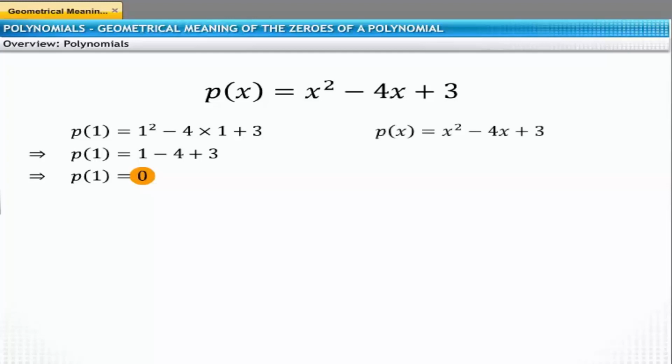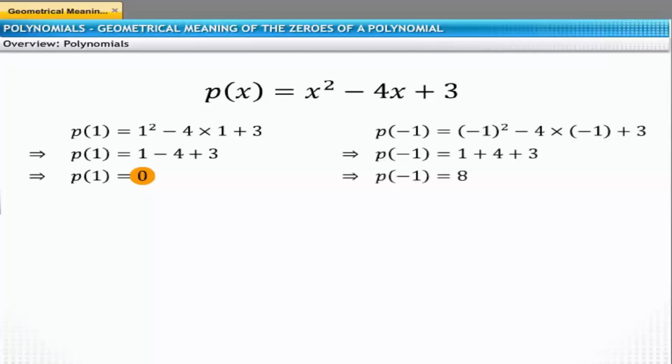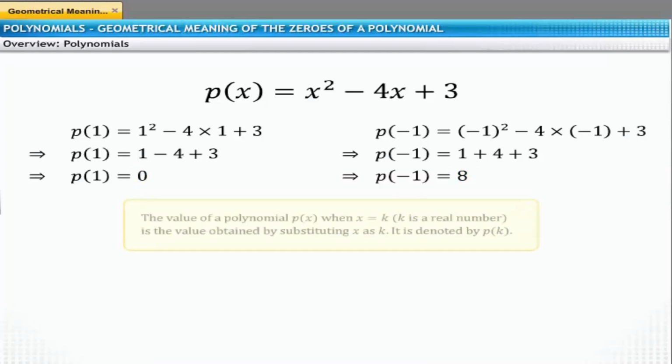Now, let's substitute the value of x as minus 1. On simplifying, we get the value of the polynomial as 8. This implies that p of minus 1 is equal to 8. Here the value 8 is called the value of the polynomial when x is equal to minus 1. In general, the value of a polynomial p of x when x is equal to k is the value obtained by substituting x as k. Here k is a real number and the value of the polynomial is denoted by p of k.